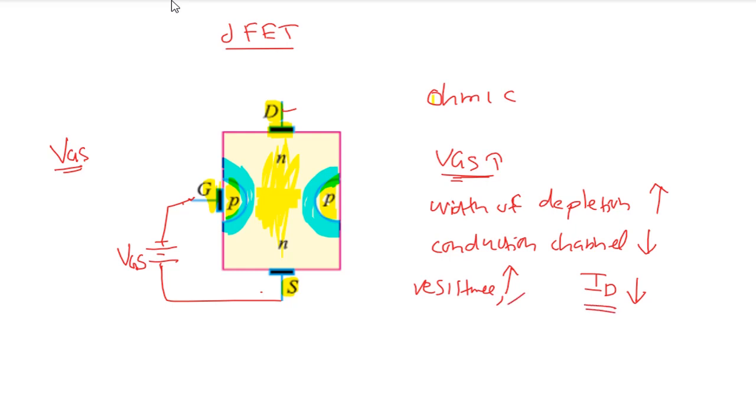The reverse will happen if I decrease VGS. If I decrease VGS, the width of the depletion region will decrease, conduction channel width will increase, resistance will decrease, and ID will increase. So this will give you a brief idea of the working.